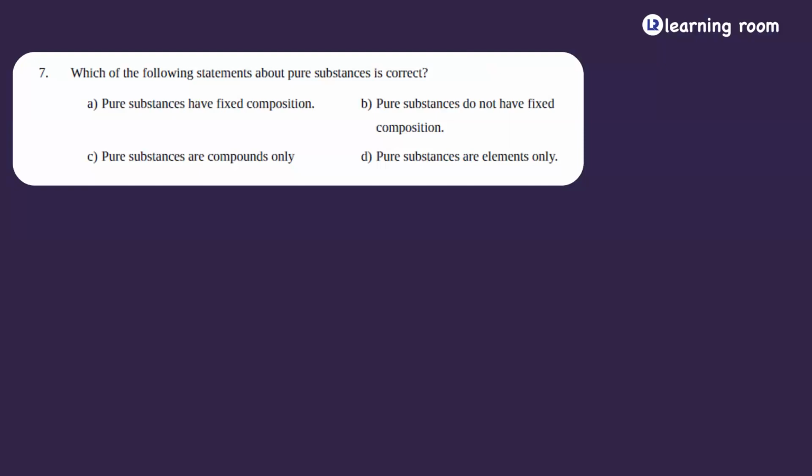Which of the following statements about pure substances are correct? Elements come under the category of pure substances. Which of the following statements about pure substances is correct? C and D, because elements only, compounds only, it's not right. Both elements and compounds are pure substances. Pure substances do not have fixed composition. Is that right?